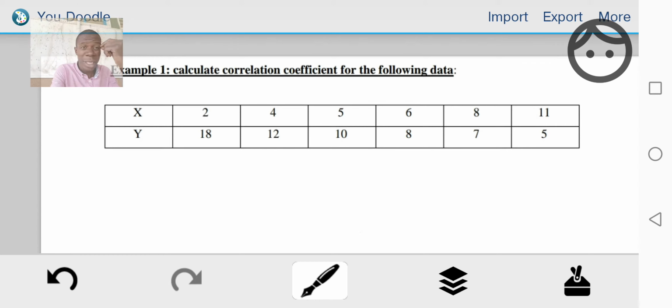We have an example here, and we're asked to calculate the correlation coefficient of the following. We have been given the variables of x. In the first row we have 2, 4, 5, 6, 8, and 11. Then the second row has the variables for y: 18, 12, 10, 8, 7, and 5. So these are the two variables that we have.